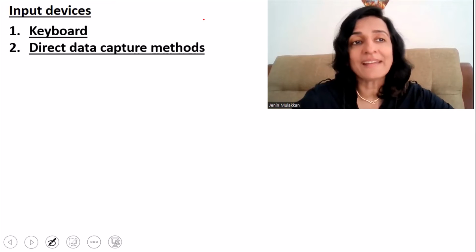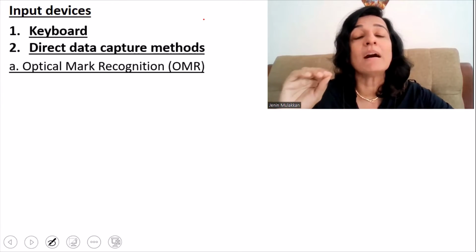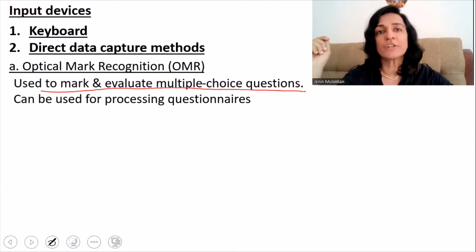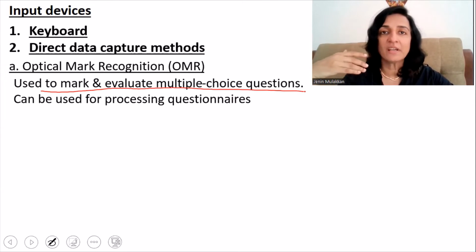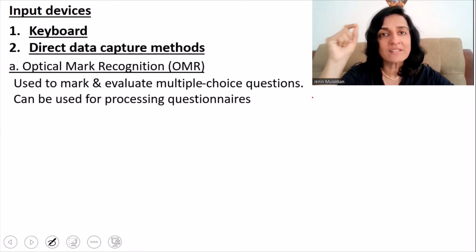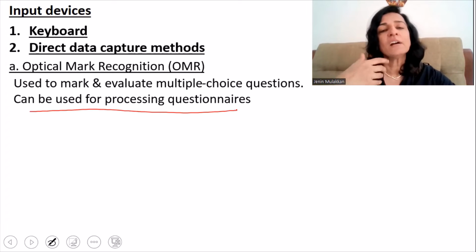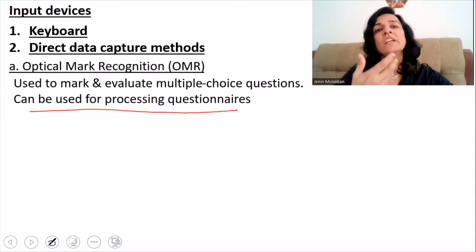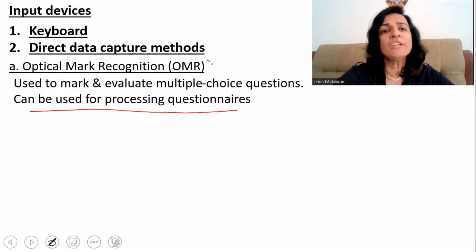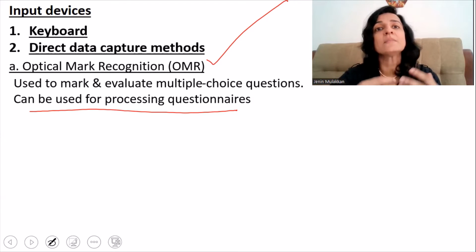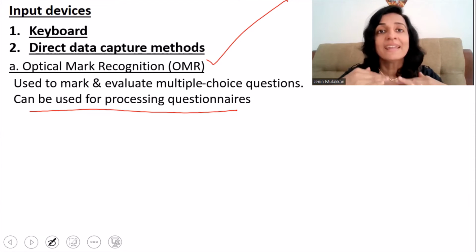Now, the first method of direct data capture is the optical mark recognition, or the OMR. This is used to mark and evaluate multiple choice questions. So, you know, an OMR sheet wherein you will be given multiple choice questions and you have to bubble the right answer. So it can be used for processing questionnaires. Now, in the business field, you could give questionnaires to the customers to get their feedback. So basically, whenever we use an OMR sheet, there is no question of entering the details that are available from the customers or from market analysis. It is a direct data capture method.